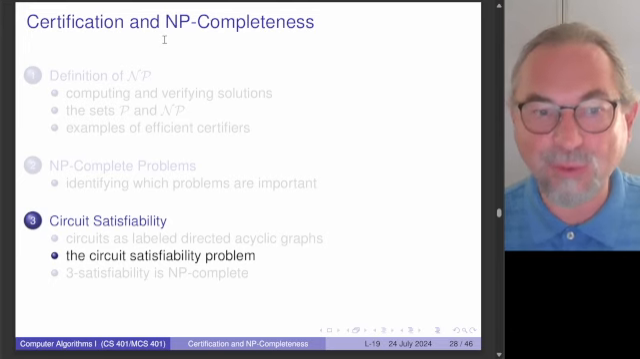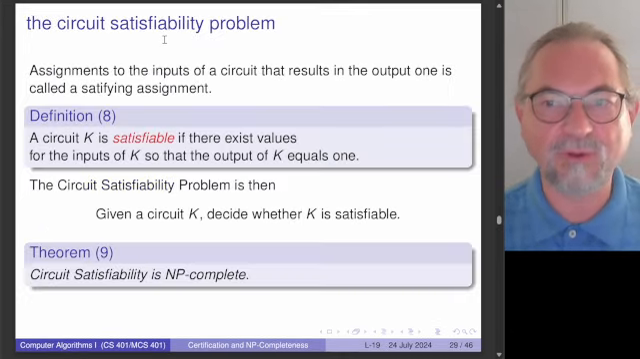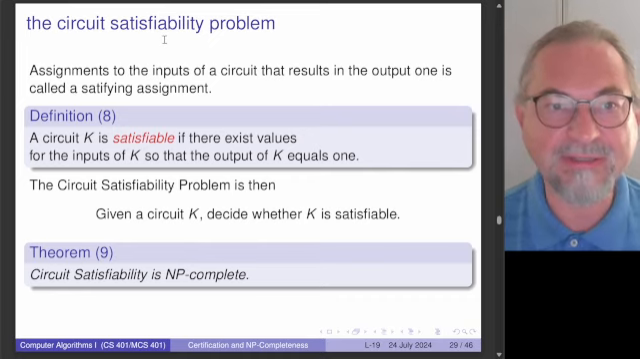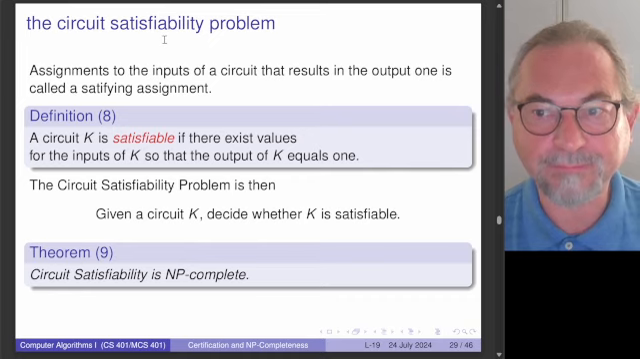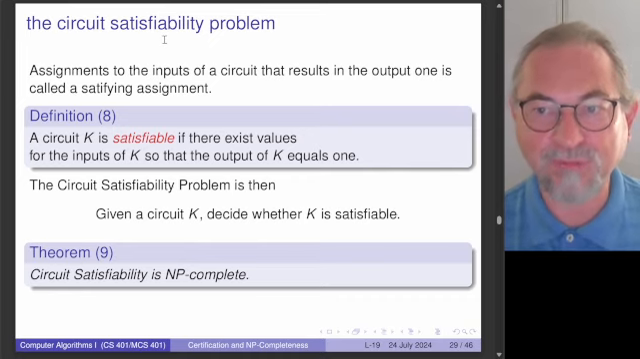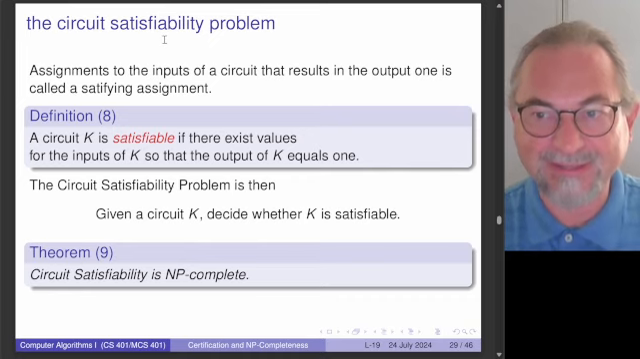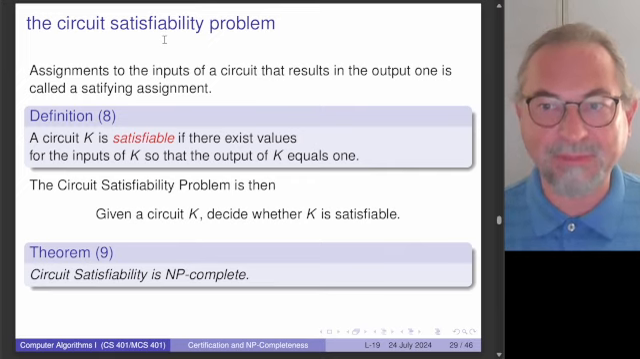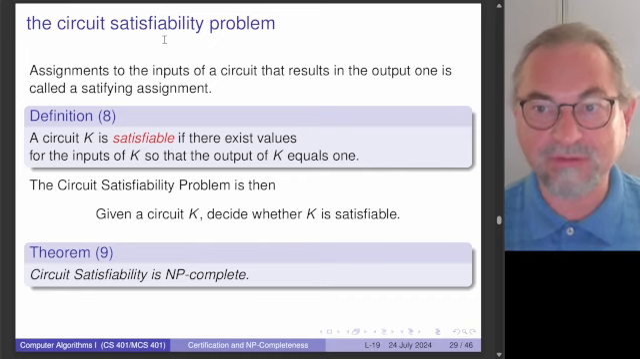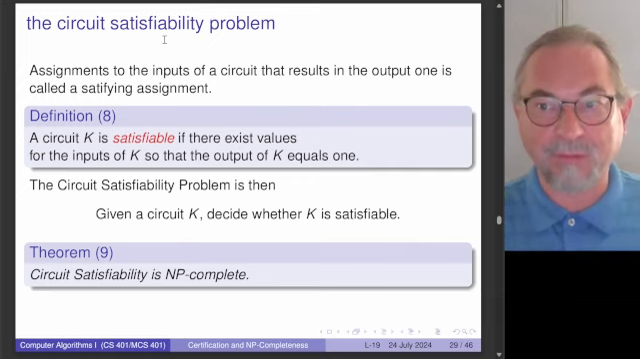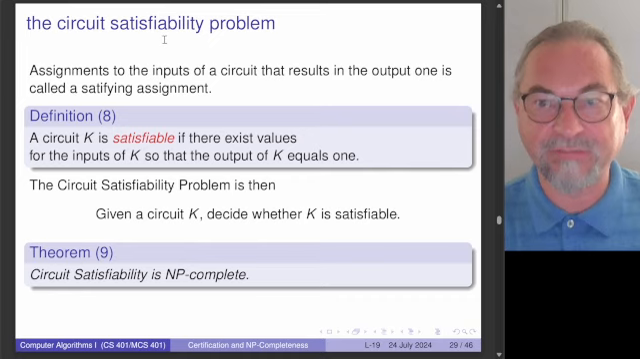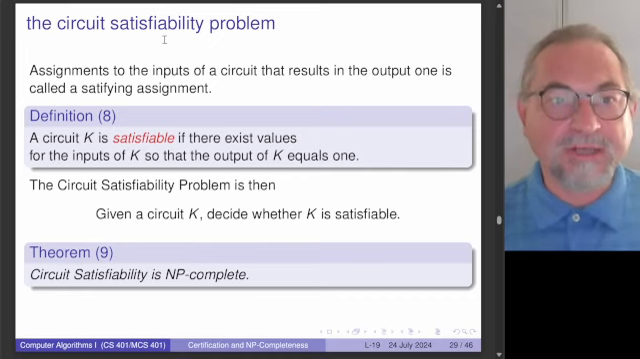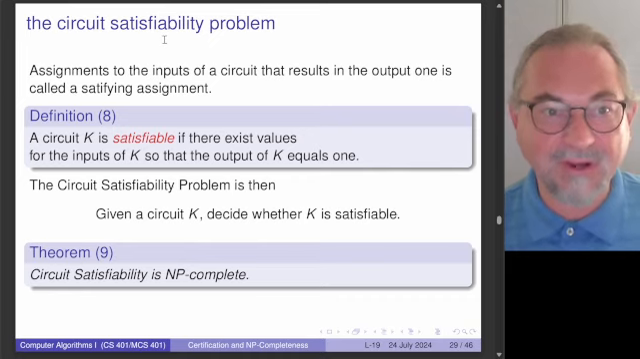Okay, why is that now important? Well, we will consider the circuit satisfiability problem. Remember again our problem: we want to show that a new problem is an NP-complete problem. So how can we show that? If you know a polynomial time algorithm for such problems, then you can solve any problem for which there is an efficient certifier. Okay, so we have the circuit satisfiability problem.